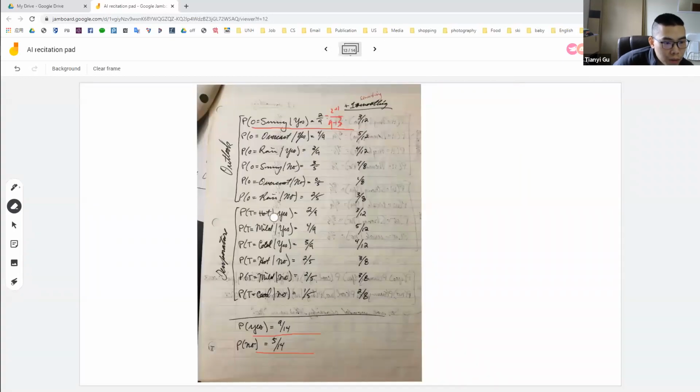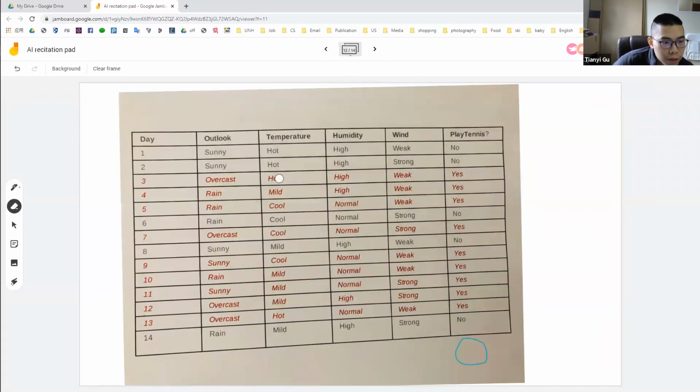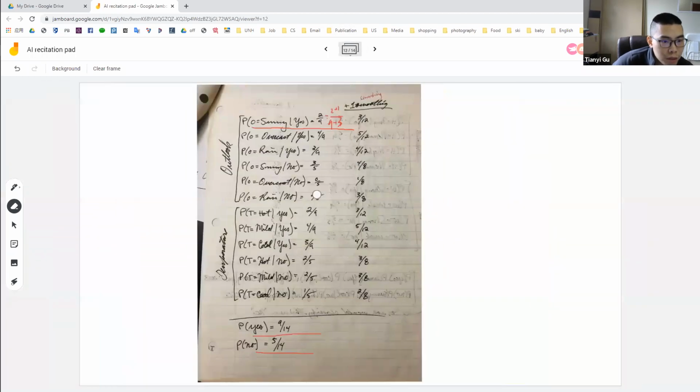So how many hot do we see in yes? So in yes, hot is 1, 2. 2 hot in yes. So it's 2 over 9, because there are 9 yes, 2 over 9, and then doing +1 smoothing, so 3 over 12.